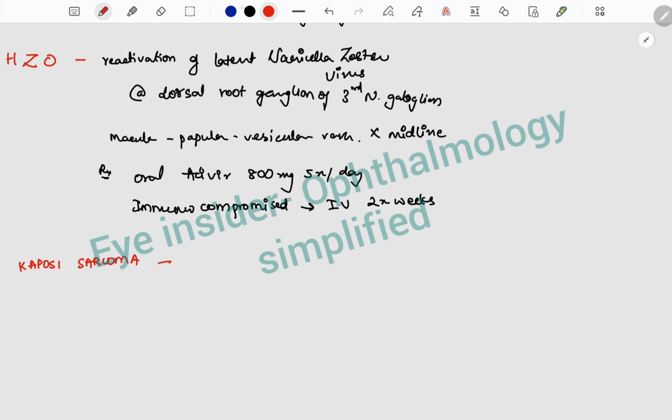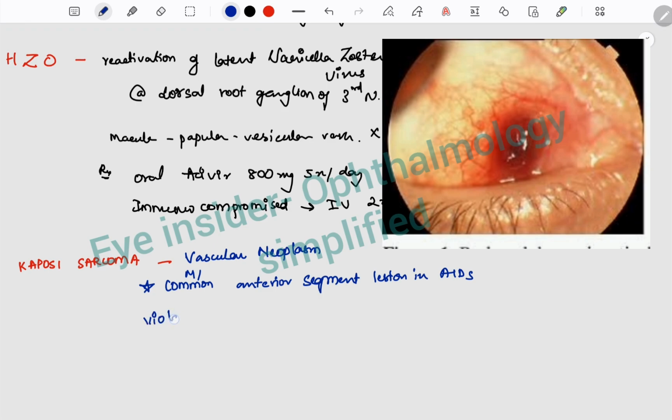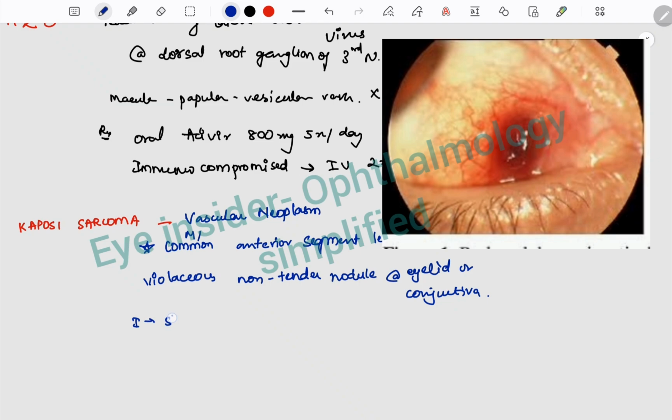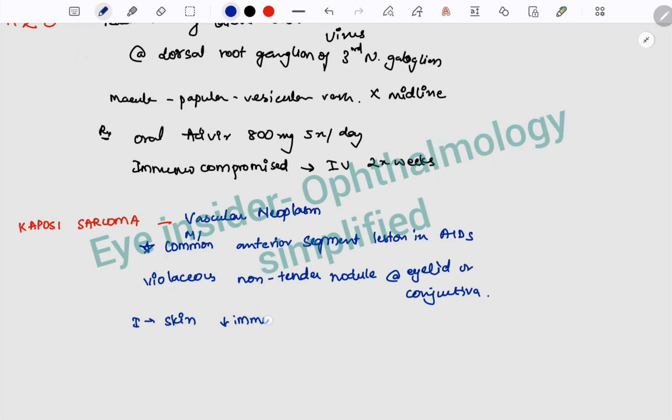Kaposi sarcoma, which we saw in the left eye of the image, is a vascular neoplasm. It is the most common anterior segment lesion in a patient with AIDS. You can see here in the image, it is located in the conjunctiva. It is a violaceous non-tender nodule. It can be at the eyelid or in the conjunctiva. It first involves the skin, and later it can involve the gastrointestinal tract or the central nervous system. Treatment is by radiotherapy.